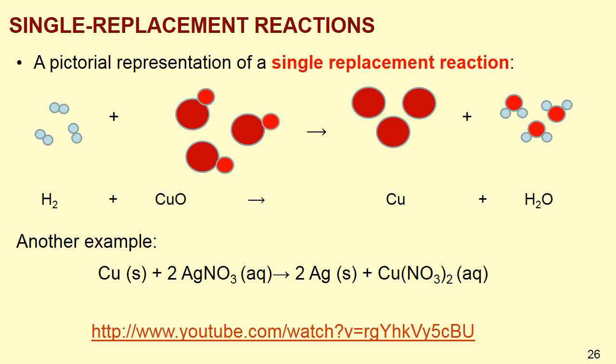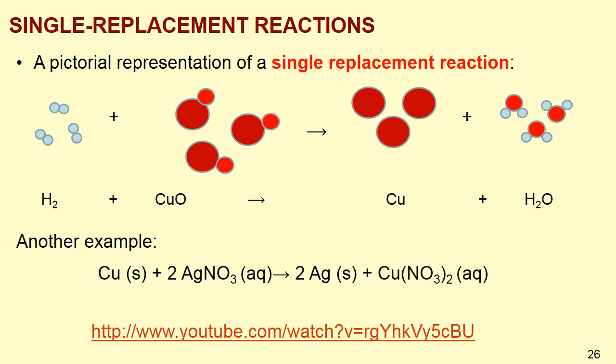So this is a pictorial representation of a single replacement reaction, and you can see H2 on the left by itself, copper with the oxygen on the left, and then on the right of the arrow, copper by itself and the hydrogen with the oxygen. And so, a single replacement reaction.